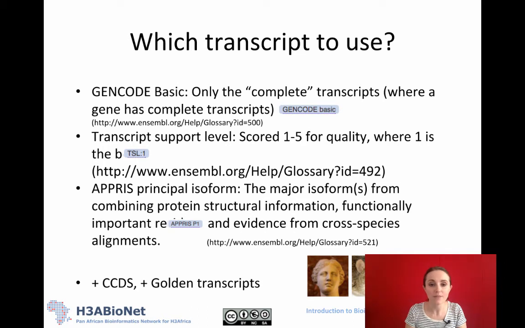We have something called transcript support level, which is a score between 1 and 5 for quality, where 1 is the best. This was produced in collaboration with colleagues at UCSC. There's also a group in Spain who produced the APPRIS principal isoform, which is the major isoform. They combine protein structural information, functionally important residues, and evidence from cross-species alignment to determine which they believe is the major isoform. These are all available for human and mouse, and some of them for rat and zebrafish. If you combine this with CCDS and golden transcripts, very often you can get down to only 1, maybe 2 transcripts.